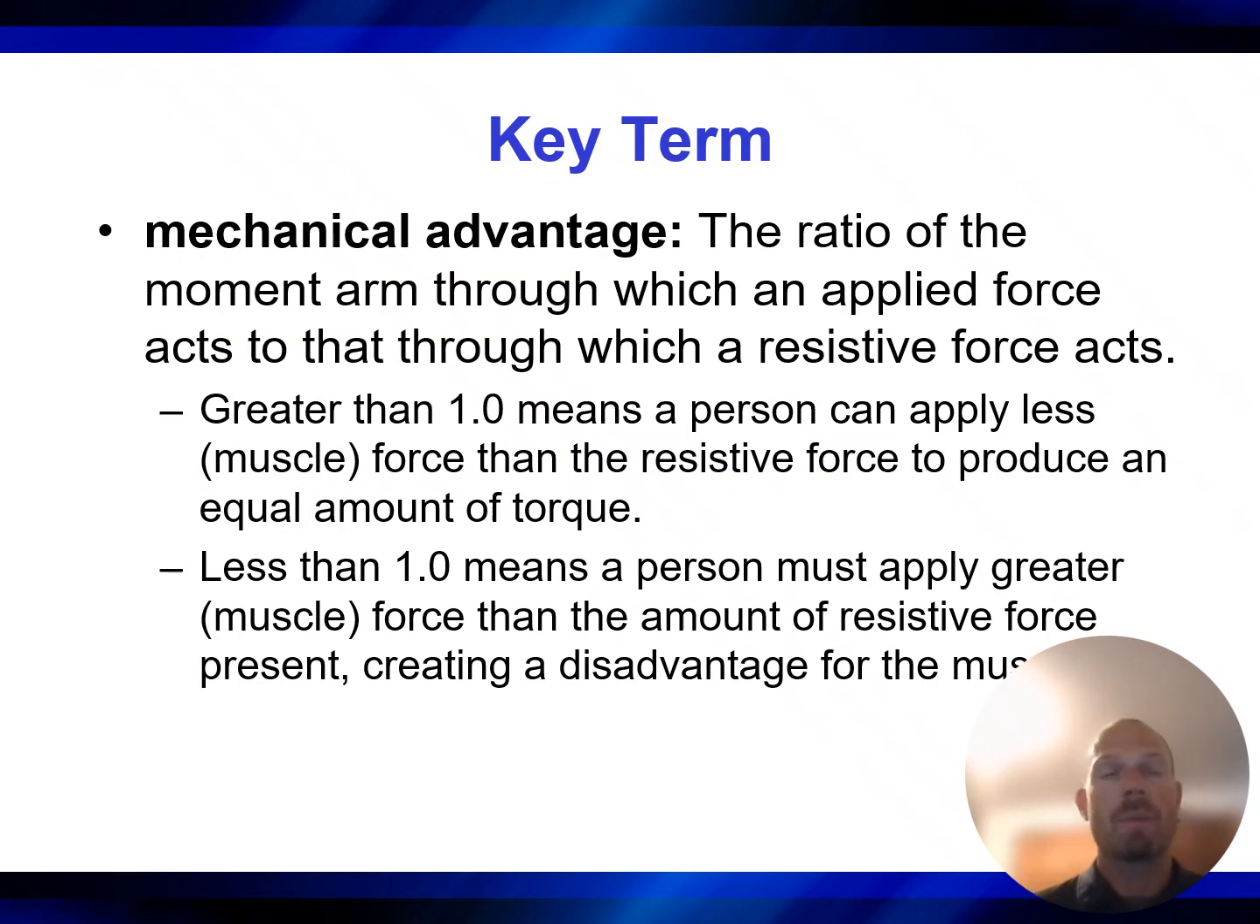Mechanical advantage is the mathematical ratio of the applied force's moment arm to the resistive force's moment arm. A ratio greater than 1 means you can lift a heavy load using less muscle force than the load itself. If it's less than 1, the muscle must exert a force greater than the actual weight being lifted.